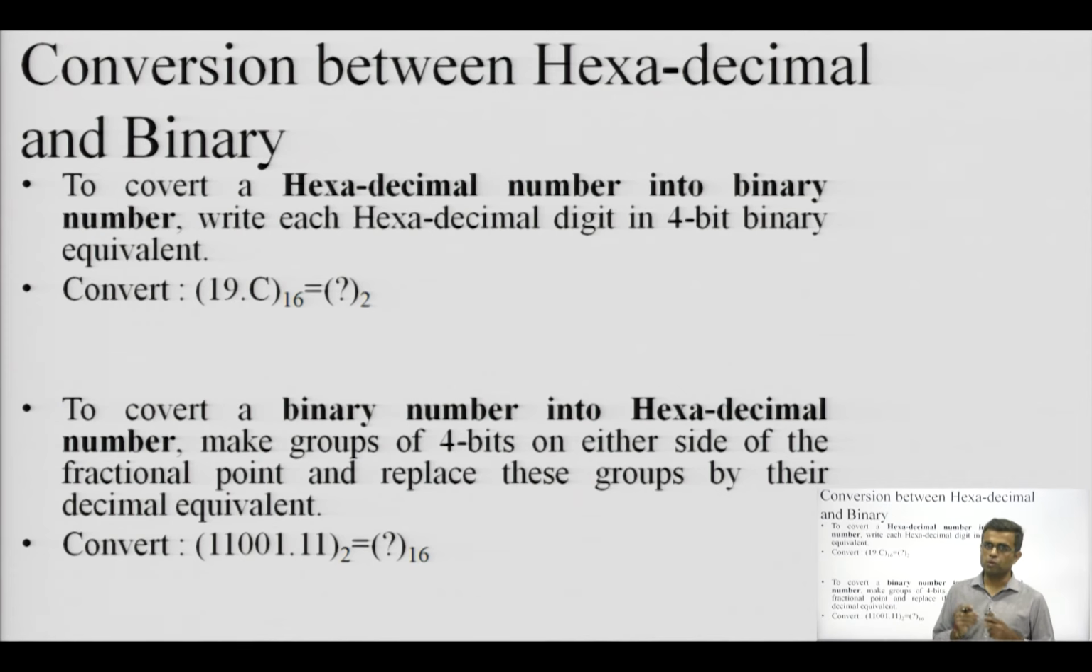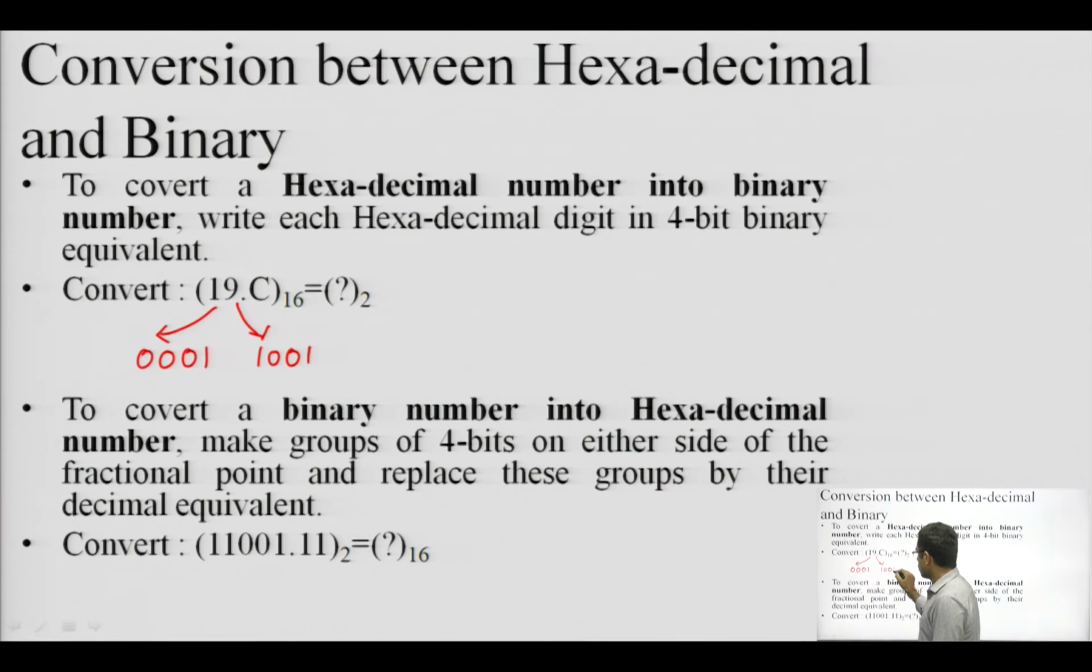So, I need to know the binary equivalents of 0 to F, that means 0 to 9 and 10 to 15, which are being represented by A to F. Okay. So, this 19.C can be converted into binary by individually replacing this 1 in 4 bits, which will be written as 0001. This 9 will be written as 1001, and this C will be written as 1100.